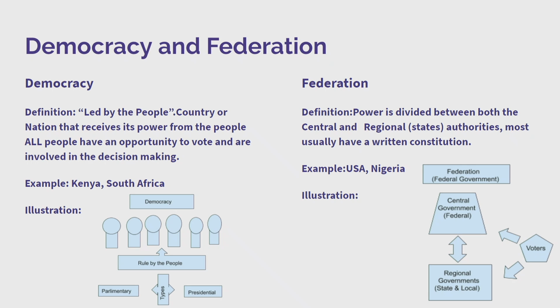The other thing that I need you to notate is that there are 2 types of democracy. There's presidential and there's parliamentary. The main difference between these 2 is who is leading them. In a presidential democracy, the executive branch leads them. That is usually led by the president.